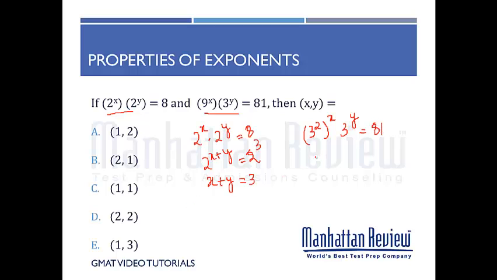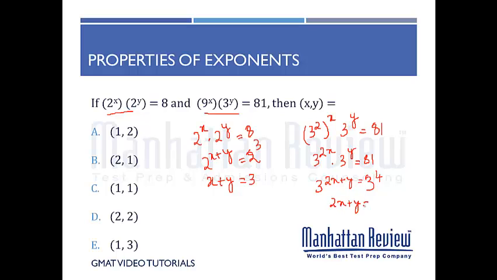Based on the third property of exponents, when you have a product in the index, you can multiply the powers. So here, 3 power 2x into 3 power y will be equal to 81. So when you have the same bases raised to different powers, we can add up their powers. So 3 power 2x plus y is equal to 3 power 4. Here 2x plus y is equal to 4.